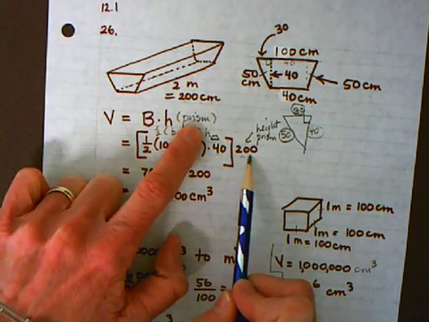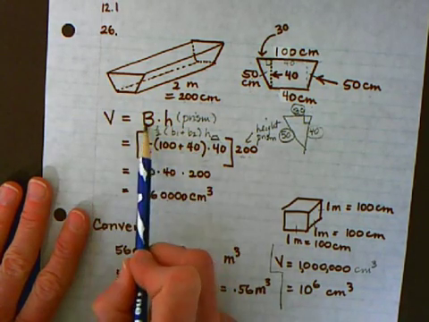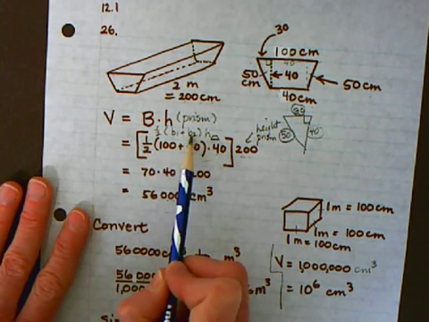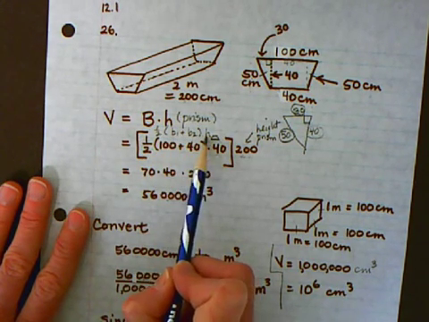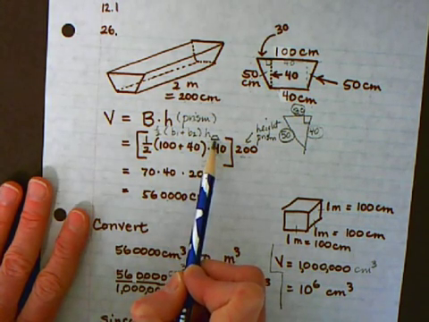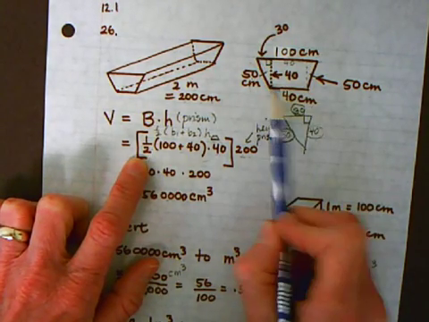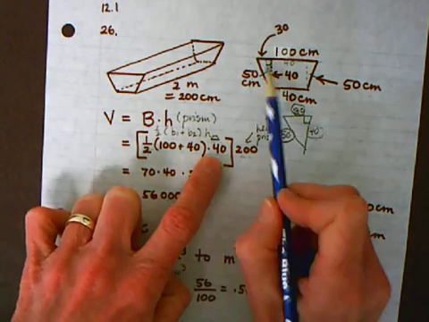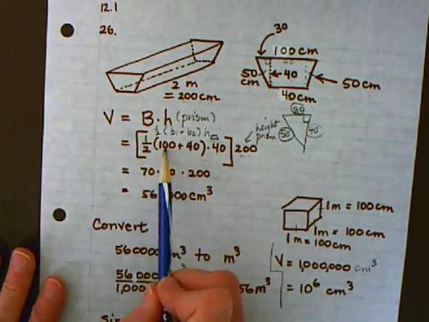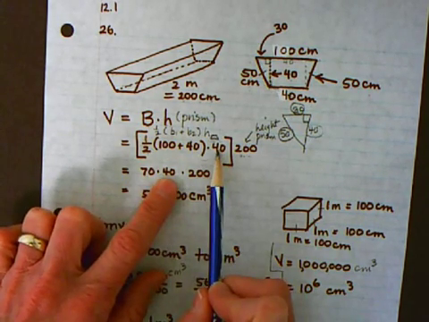Okay, now the base is a trapezoid. So the area of a trapezoid we know from past chapters, 1/2 (B1 plus B2) times the height. Which height? We've got lots of little heights running around. This is the height of the trapezoid. Okay, so 1/2, base 1, 100, base 2, 40, and the height of the trapezoid is 40. Okay, so let's see. 100 plus 40 is 140 divided by 2 is 70. 70 times 40 times 200 is going to give me the volume.